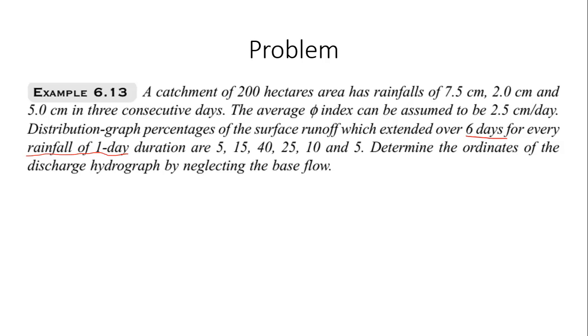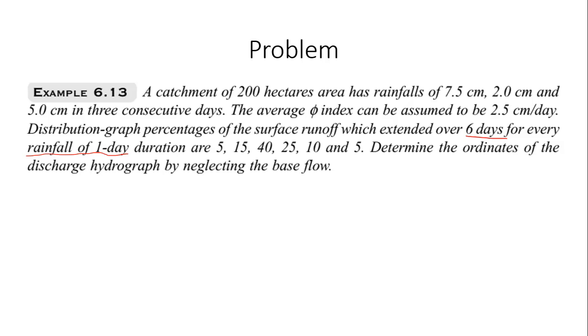So for 1 day of rainfall, you get 6 days of runoff. Those 6 days of runoff are given to you in terms of percentage. The first day produces 5% of the total runoff, the second day produces 15%, the third day produces 40%, and so on. So the percentages are given to you.